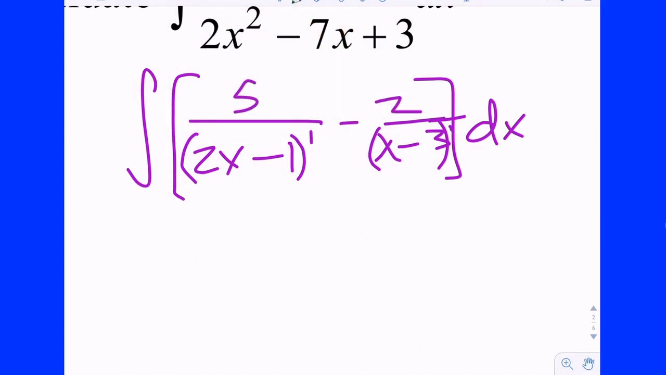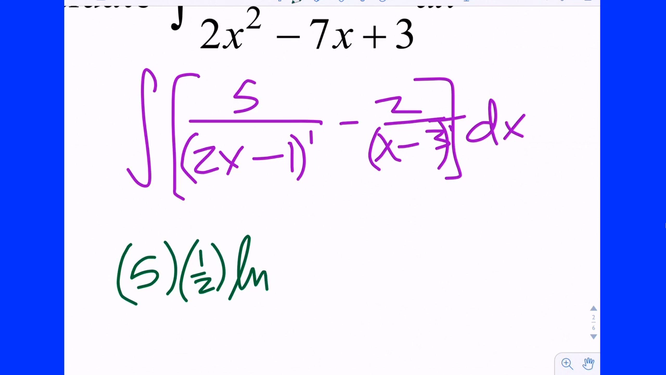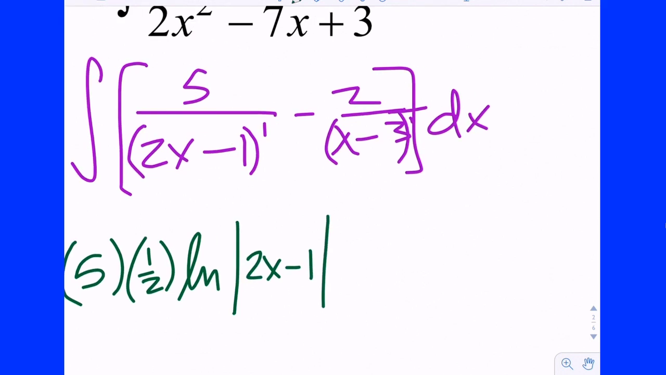So let's see, in the first term, the 5 goes along for the ride. What's the derivative of 2x minus 1? 2, so we have a correction of 1/2. And because our inside function's in the bottom to the first, it's going to be a natural log of the absolute value of the blob. Good. There's the first term.